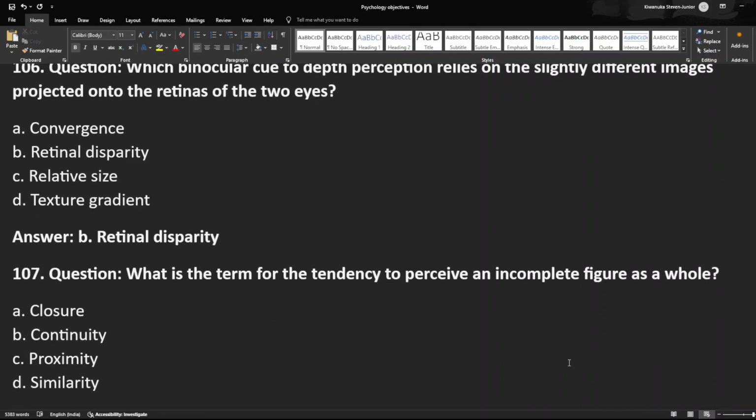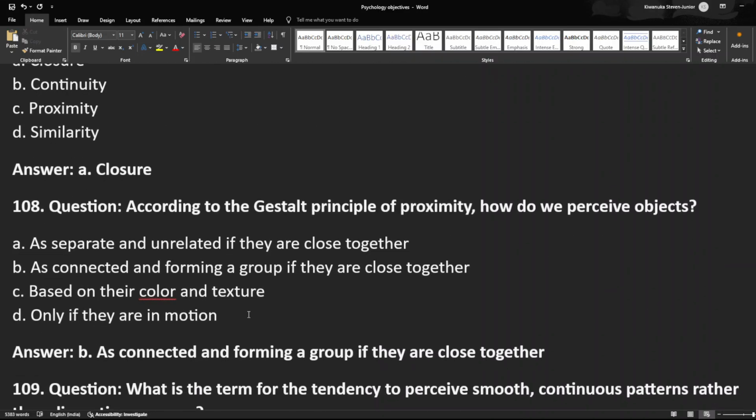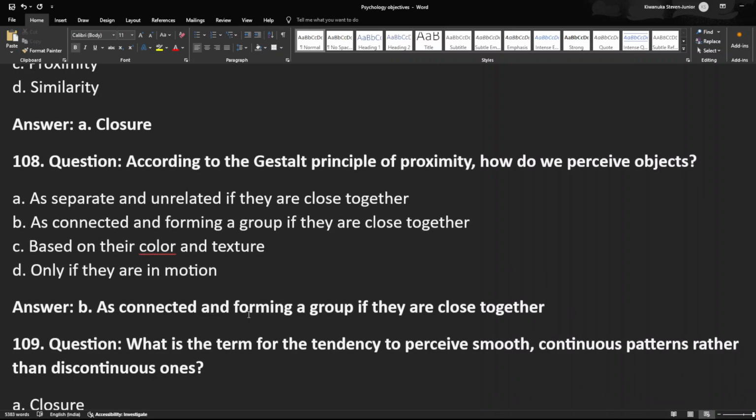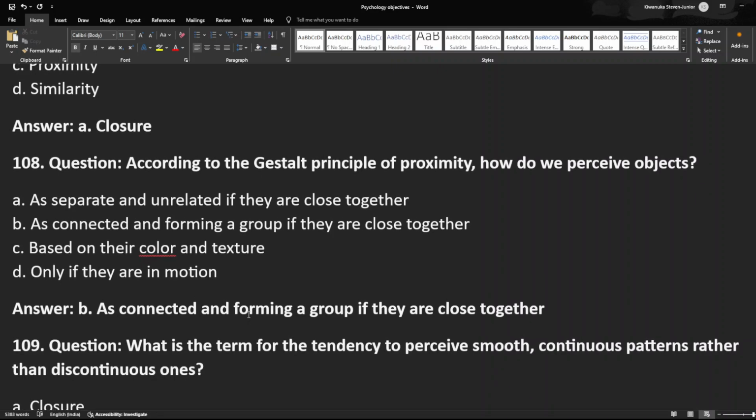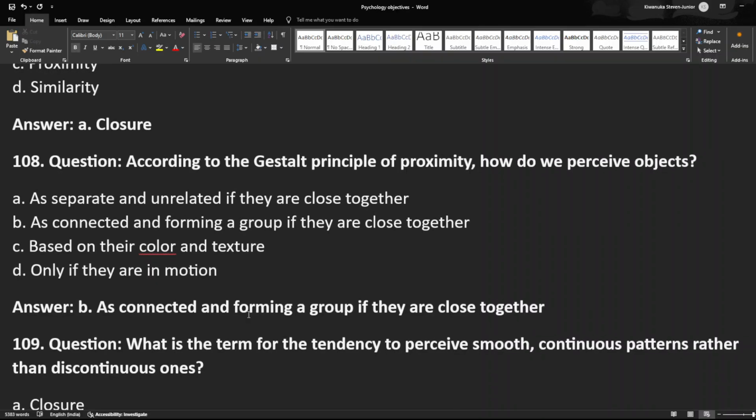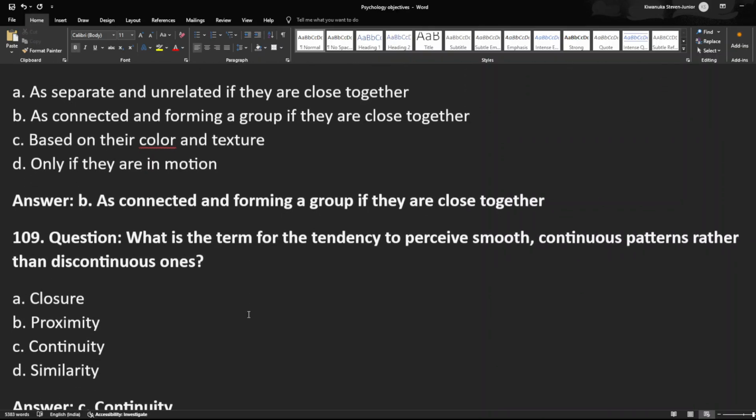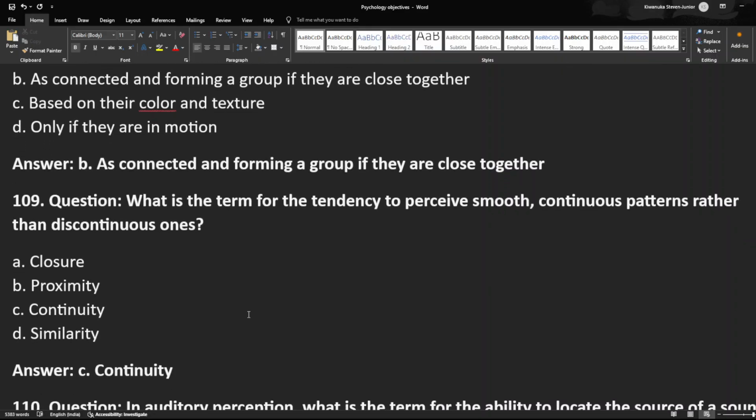What is the term for the tendency to perceive incomplete figures as a whole? We see that is closure. According to the Gestalt principle of proximity, how do we perceive objects? We perceive objects as connected and forming a group if they are close together. Second last, what is the term for the tendency to perceive smooth, continuous patterns rather than discontinuous ones? We see that is continuity.